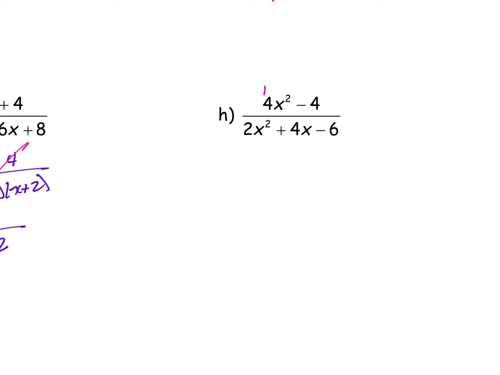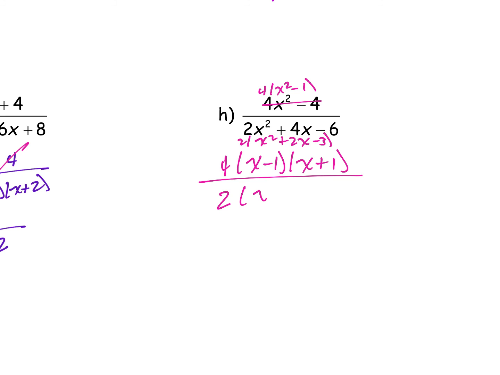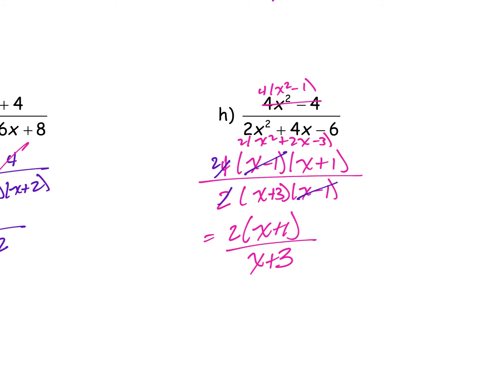So if I factor 4 out of the top, I get x squared minus 1. So this factors to 4 times x minus 1 times x plus 1. And if I factor 2 out of the bottom, I get x squared plus 2x minus 3. So x plus 3, x minus 1. So those go away. This becomes a 2. And I get 2 times x plus 1 all over x plus 3.